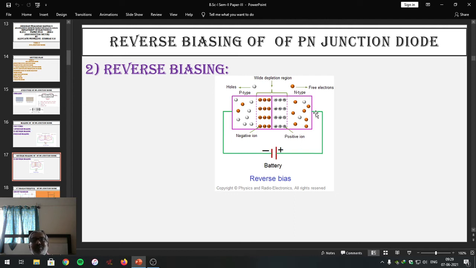Due to this, what happens? Connecting battery in this way is along the direction of the barrier potential. As far as barrier potential is there, here is the positive plate and here is the negative plate. The direction of this barrier potential polarity and the direction of external connected battery are same, but these are opposite respectively to the p region and n region. In this case, electrons from n region will start moving away from the junction. Holes from p region will start again moving away from the junction.